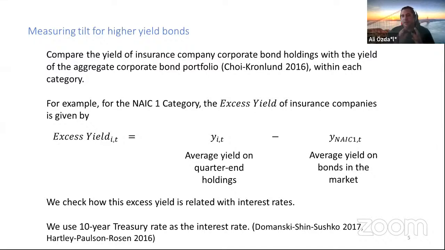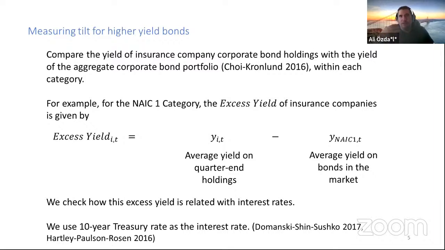So remember that the premise of the first result that we were going to talk about was that there is a relationship between the interest rates and the yields of the bonds that the insurance companies are holding, in the sense that we argue that as the interest rates are lower, the insurance companies hold higher yield bonds, right? So, of course, when we say higher yield bonds, there should be a comparison group.